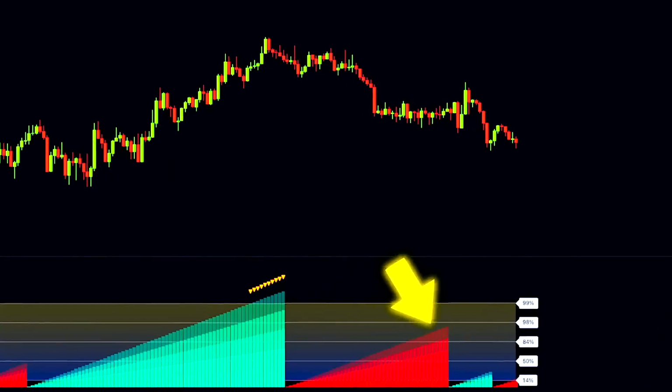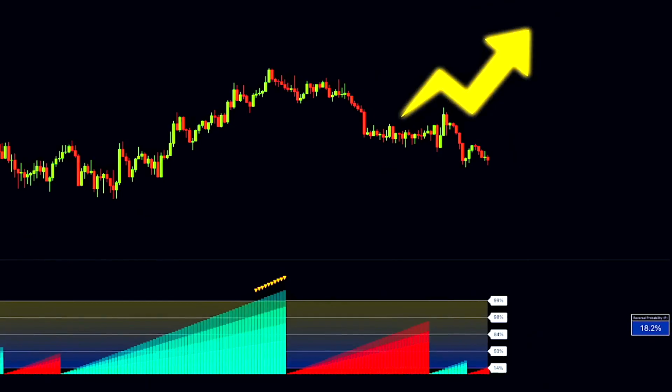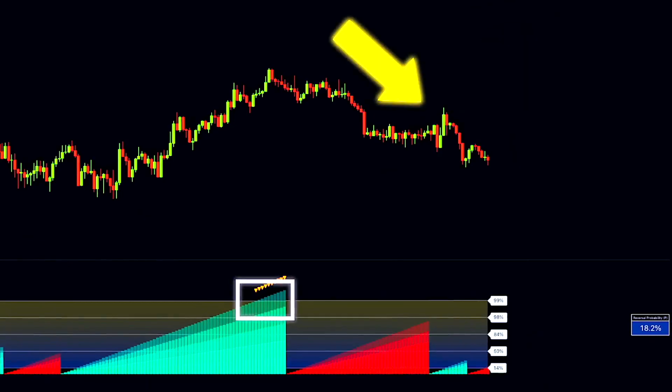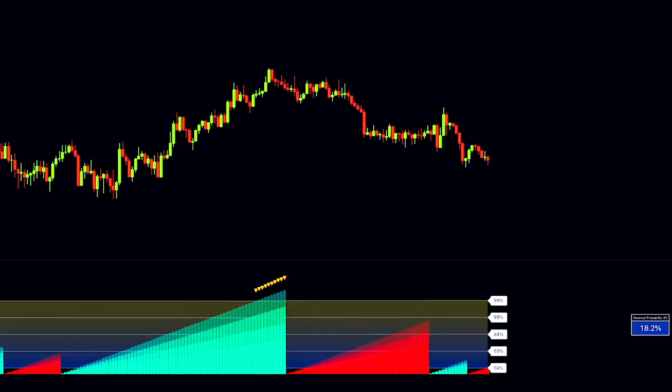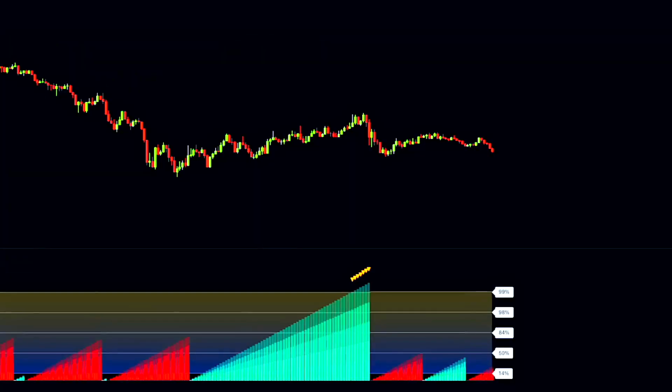It's like a progress bar. The closer it gets to 100, the more likely a U-turn. Here's my go-to strategy with it. Add the indicator with default settings. For a long trade, 3 conditions must be met.